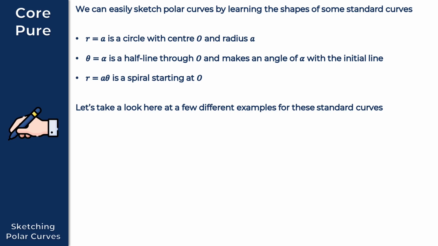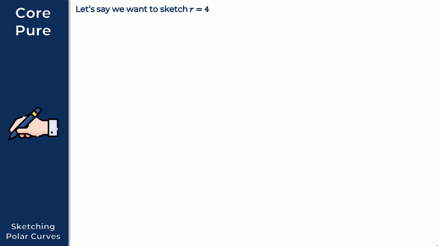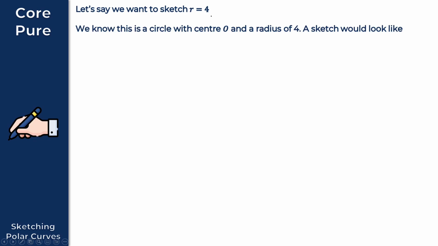So let's take a look at a few different examples for these standard curves. Starting off with our first example, let's say we want to sketch r equals 4. Hopefully you recognize straight away that this will be a circle with center O, so it's centered at the origin, and it will have a radius of 4 units. In that case, a sketch would look like the following.